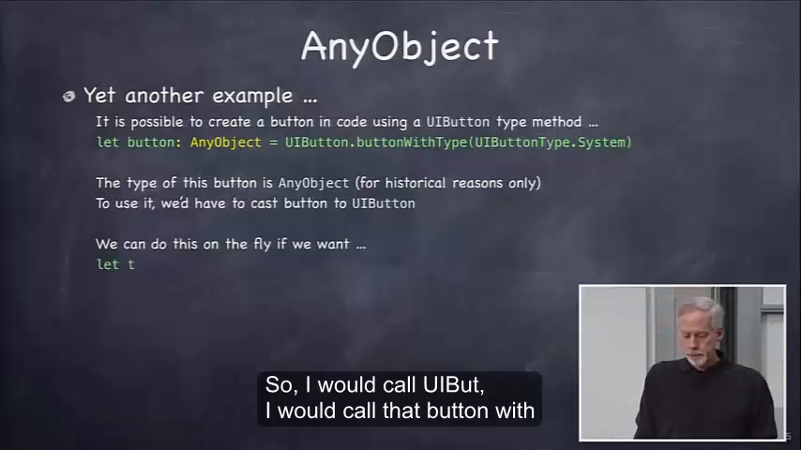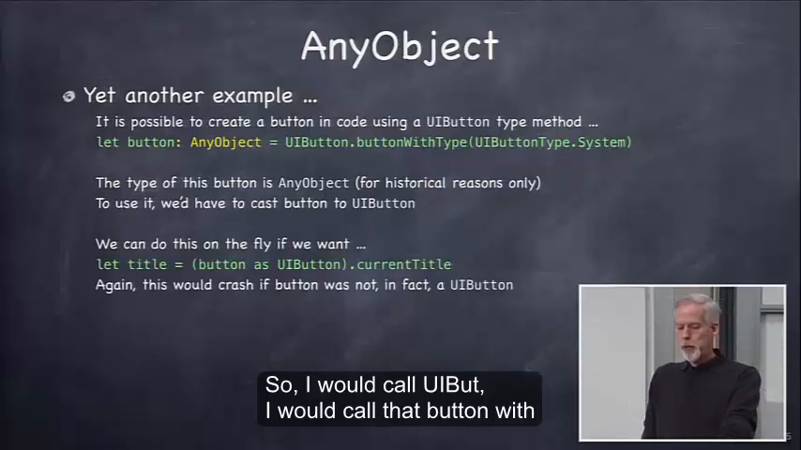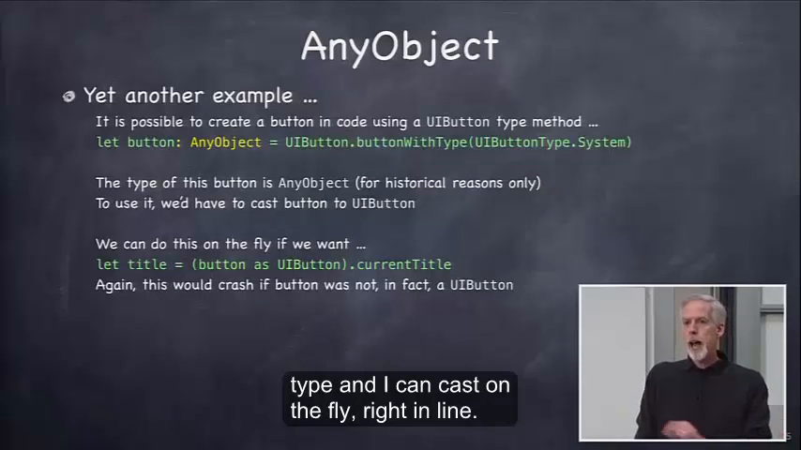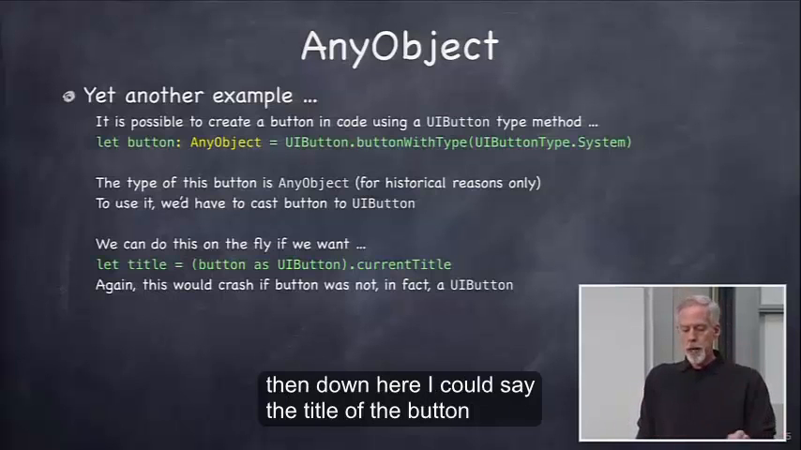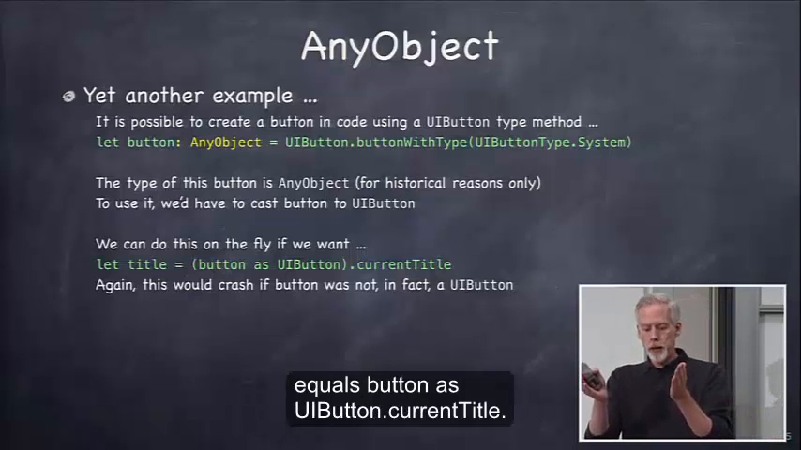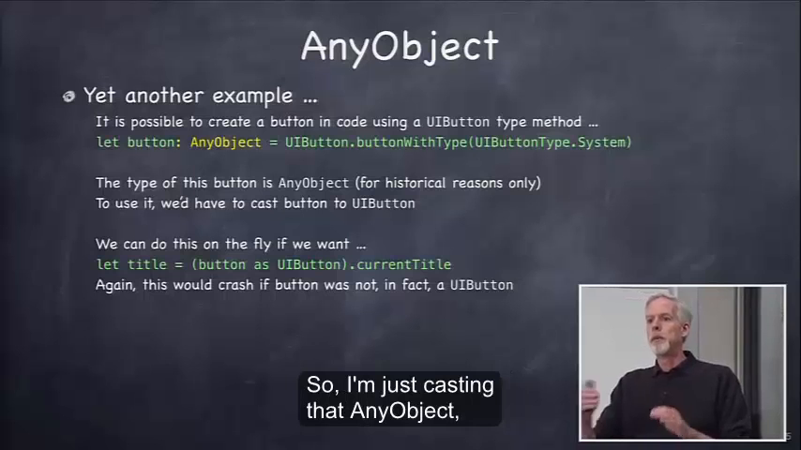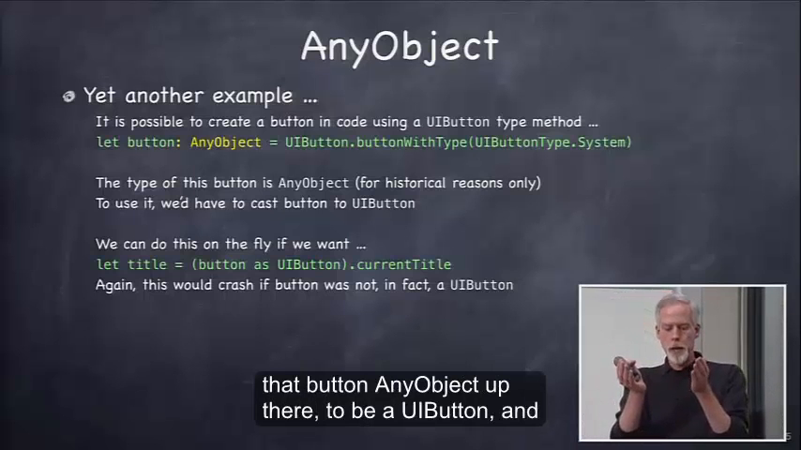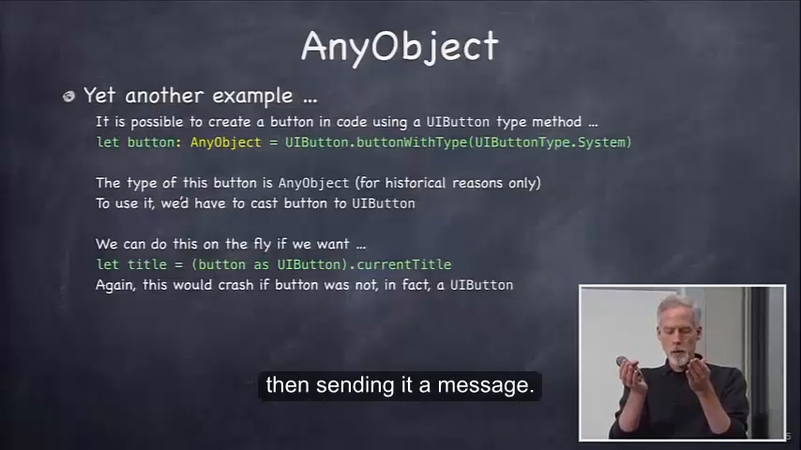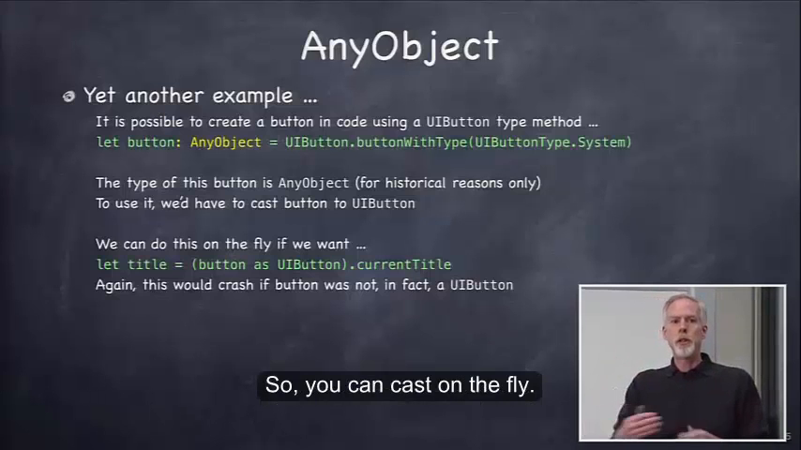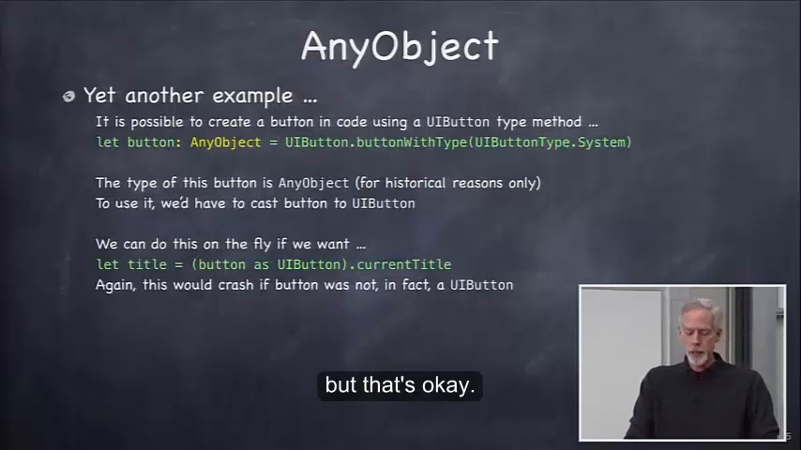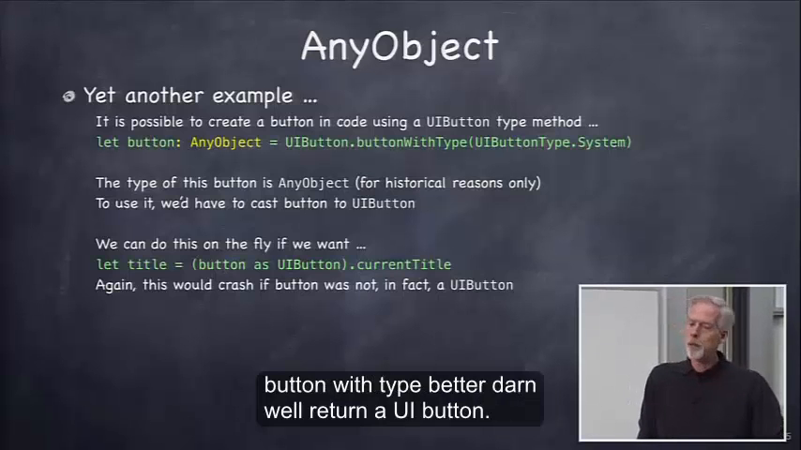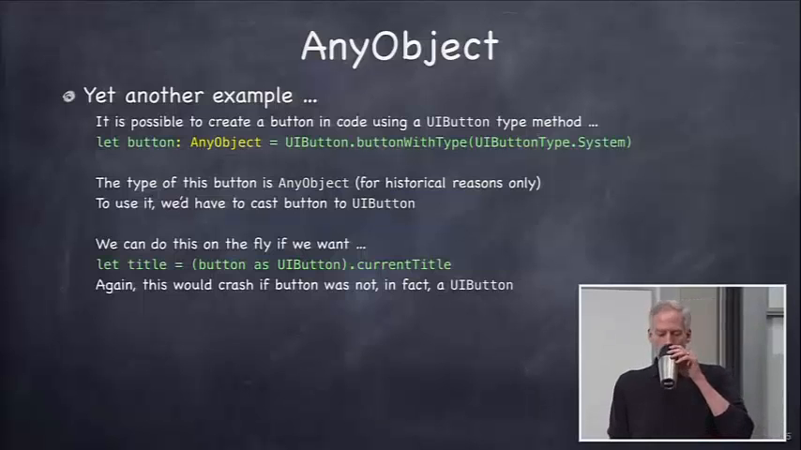So I would call that button with type, and I can cast on the fly, right inline. So if I called that line on green at the top, then down here I could say the title of the button equals button as UI button dot current title. So I'm just casting that any object, that button any object up there to be a UI button, and then sending it a message. So you can cast on the fly. Again, crash-a-roo if that button is not a button, but that's okay. In this case, button with type better darn well return a UI button.